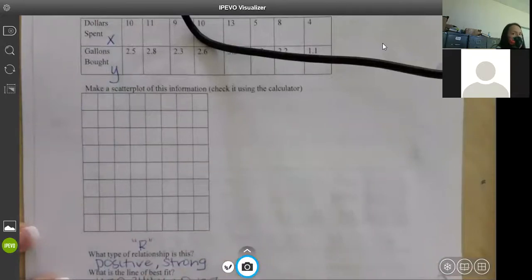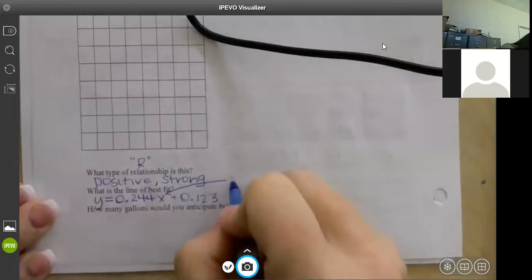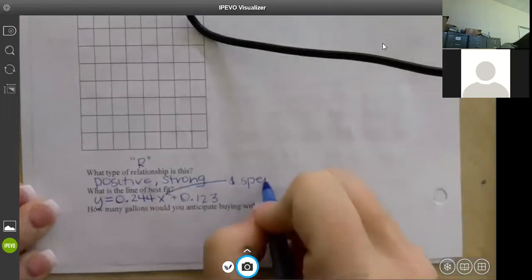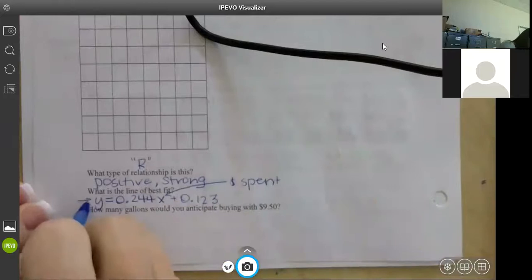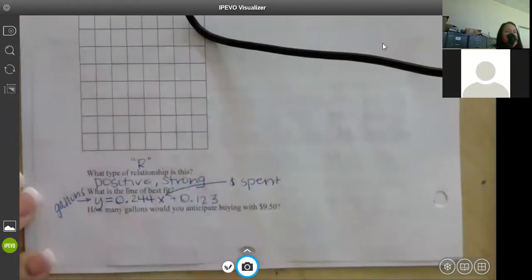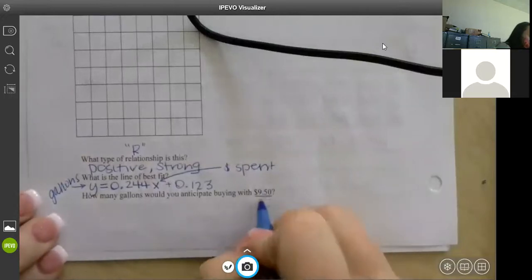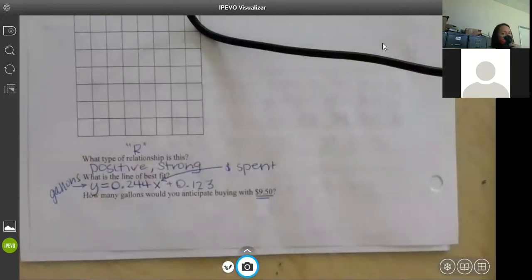X was dollars spent, Y was gallons bought. The reason we need to know that is when we predict, okay? So look at your next question. How many gallons would you anticipate buying with $9.50? Would $9.50 go in the X or would it go in the Y?